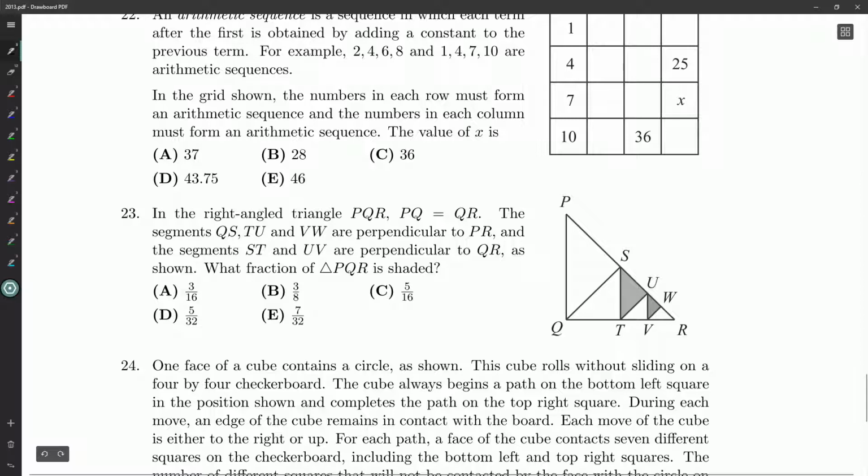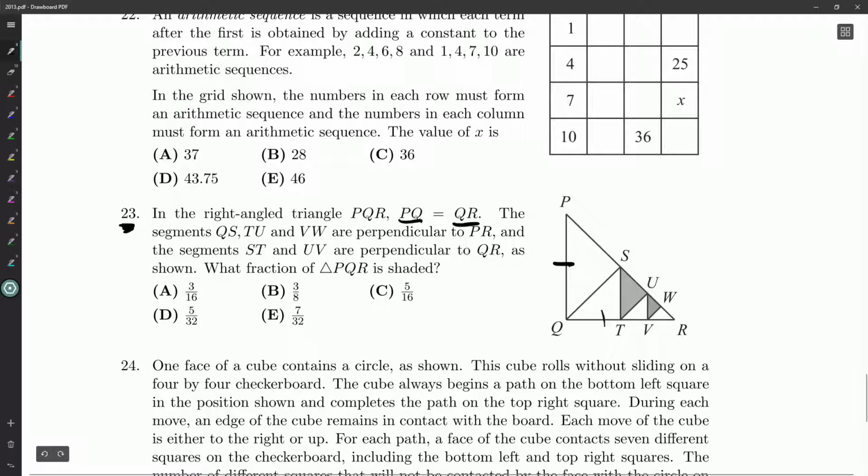Root Beer here, looking at question 23 on our Grade 7 2013 Gauss competition. In the right angle triangle PQR, PQ is equal to QR. PQ, QR, there we go. So it's a right angled isosceles triangle.